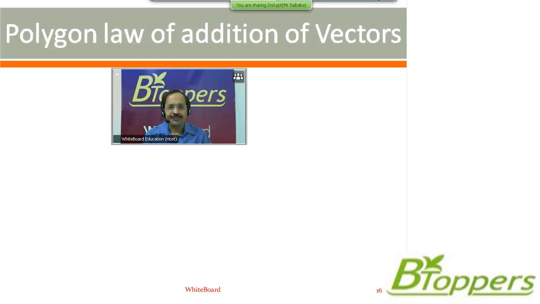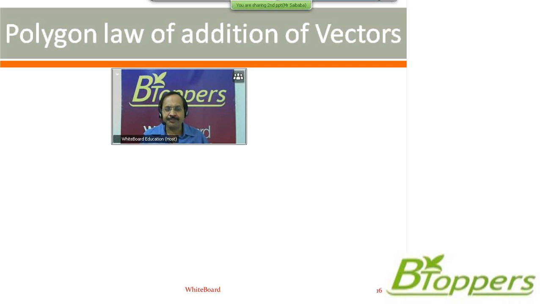Now I'm going to discuss the polygon law of addition of vectors. So in general, to find the vector sum or resultant of a number of vectors which lie in the same plane, we can follow any one of two alternate methods. That means in general there are two alternate methods to find the vector sum or resultant of a number of vectors which lie in the same plane.